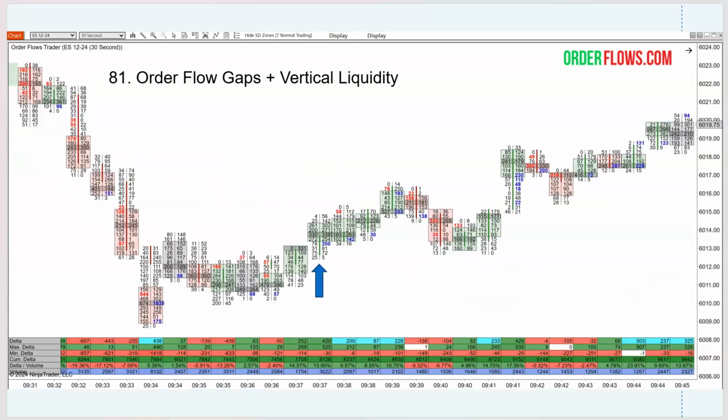Here's E-minis on a 30-second chart. Here's your order flow gap between these two bars, the value areas. That's what an order flow gap is. It's the gap between the value areas. And here's your vertical liquidity on the upside: 254, 338, 271, 302. Remember, vertical liquidity, think of it as stacked heavy volume.